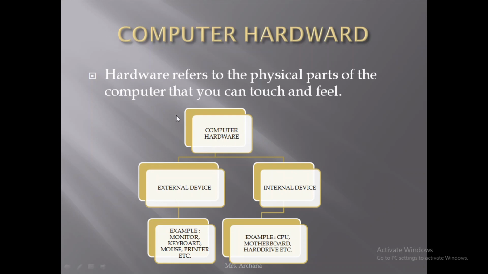Now this computer hardware is divided into external devices and internal devices. External means the things that we can see outside of the computer. The examples are monitor, keyboard, mouse, printer. These are the external devices. Next is your internal device. Internal devices are the devices present inside the CPU box or CPU cabinet. For example, inside the CPU cabinet the CPU is present, then the motherboard, then the hard drive. These are the internal devices.